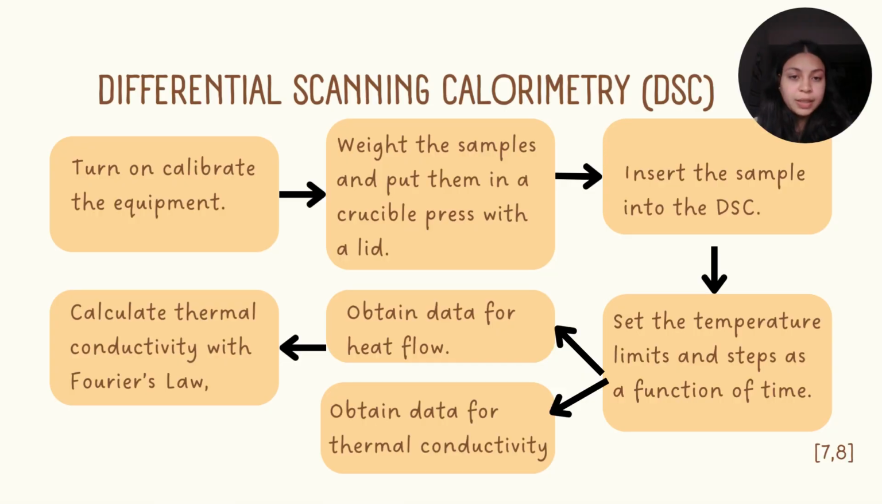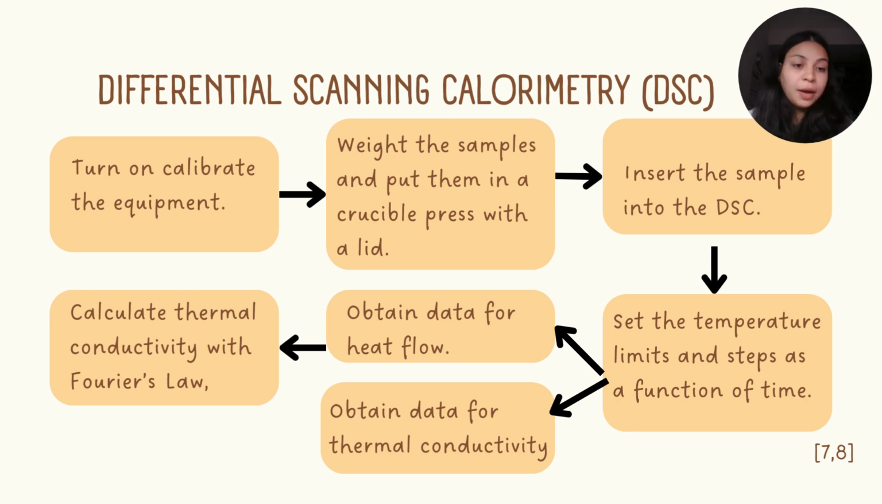We proposed differential scanning calorimetry, DSC, and to do so, first it had to be turned on and calibrated, then the samples must be weighed and put in a crucible press with a lid. Then the samples are inserted in the DSC. Then the temperature limits and steps as a function of time are set.